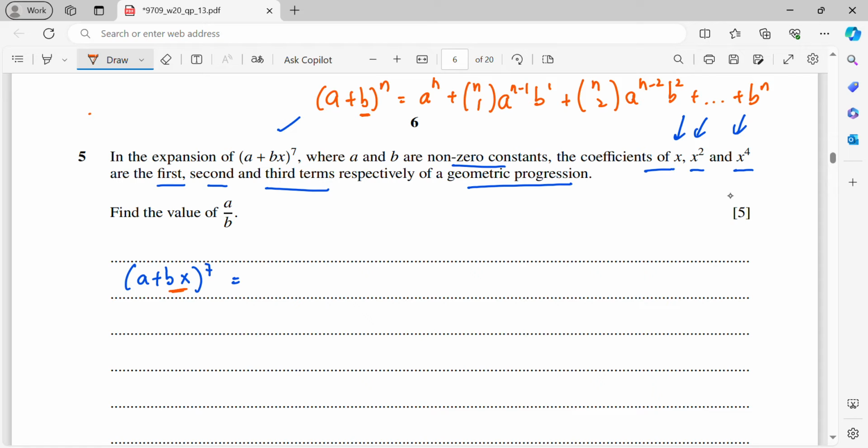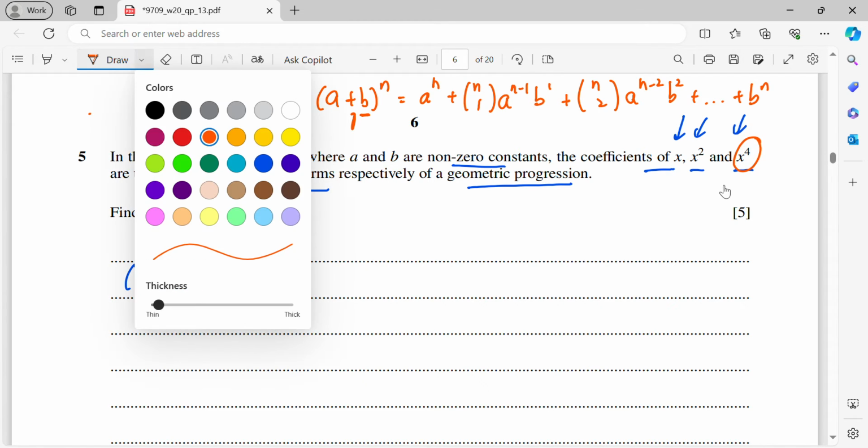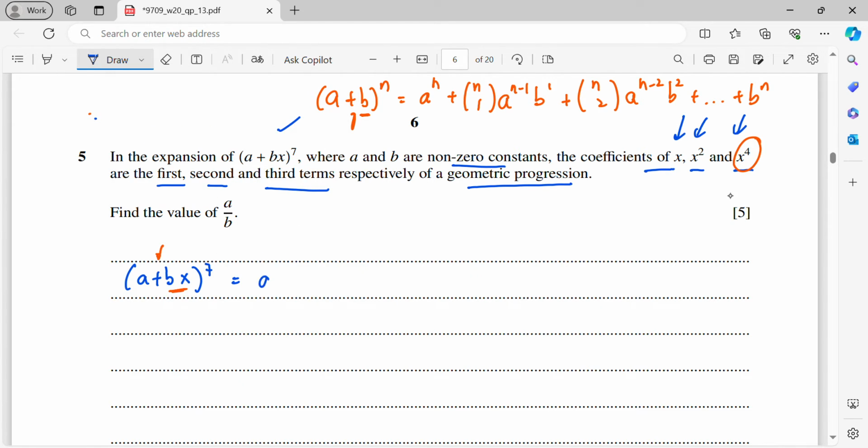For you to use this formula, make sure it is plus. Here is already plus. Then you just need to compare. Now your n is 7, and I just need to consider up to x degree 4. So now it will be a degree 7 plus 7C1 a degree 6, because n minus 1 means the degree of the first term is decreasing by 1 and the degree of the second term is increasing by 1. So here will be bx degree 1, plus 7C2 a degree 5 bx squared.